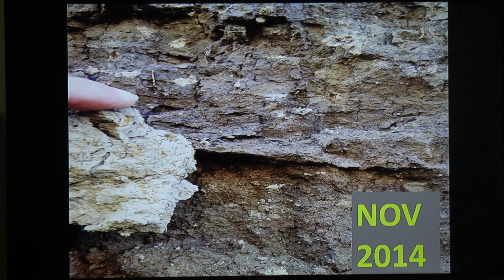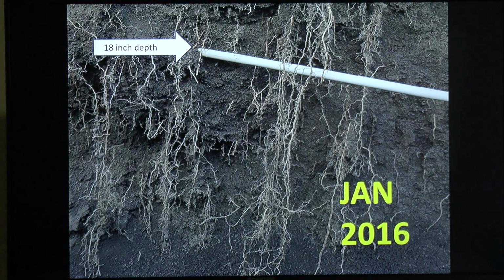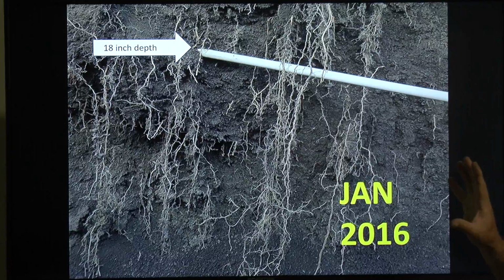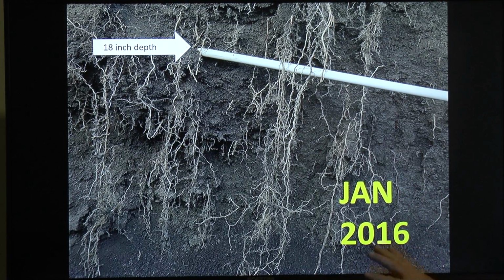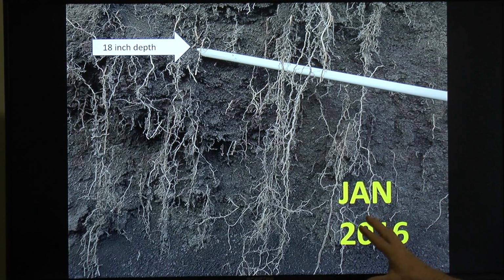And then a year and a half after that, look at the difference in soil structure. Look at the difference in root penetration. We turned gray, massive, structureless clay into well aerated, full of roots, black, crumbly topsoil.